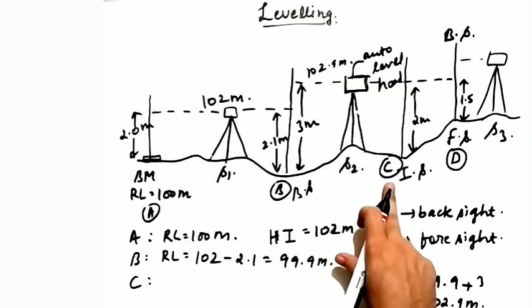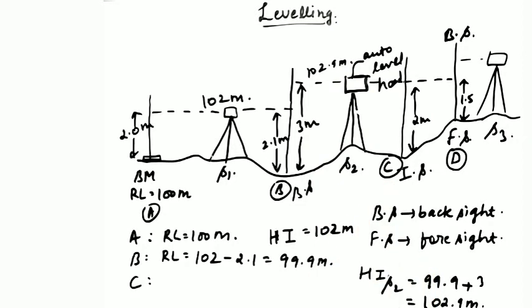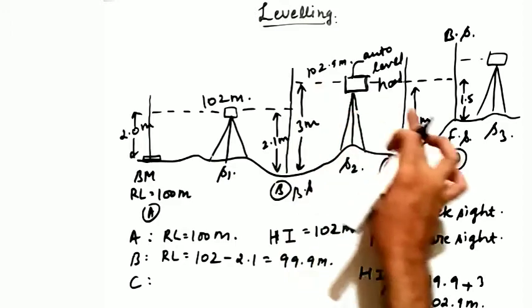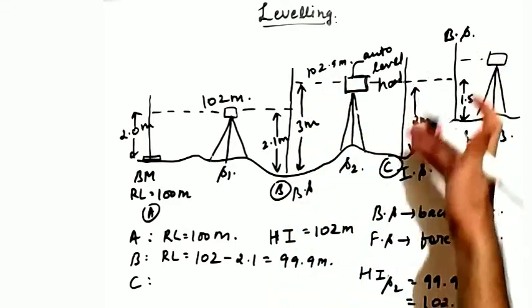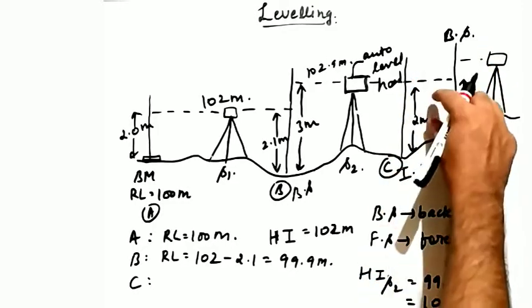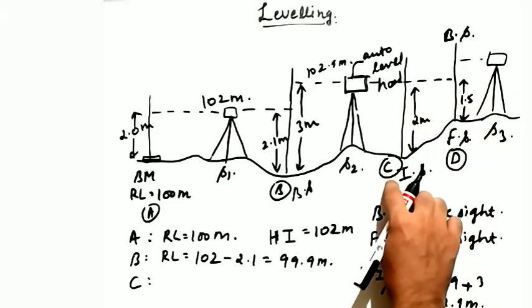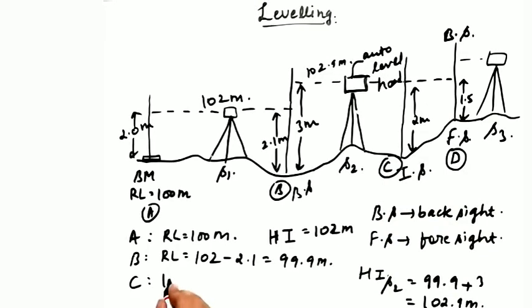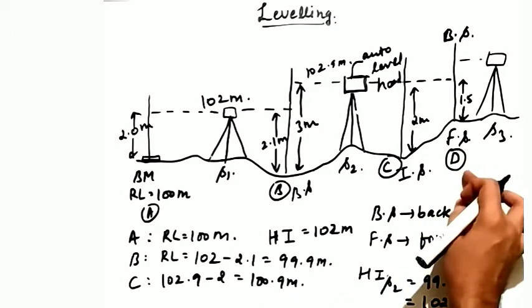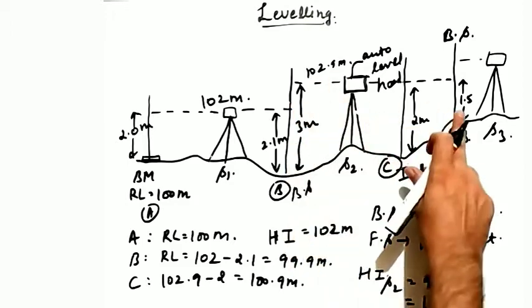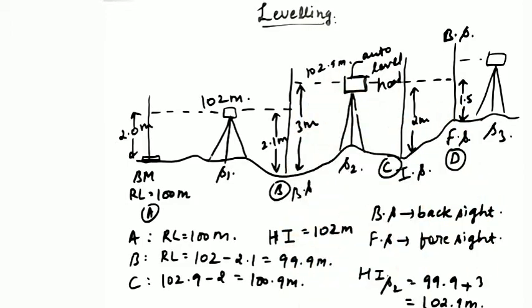Now you will have to obtain the RL of point C. How will you obtain the RL of point C? By subtracting 2 from 102.9. This height from datum is 102.9. You will have to subtract this 2 to get the RL of C. So RL of C will be 102.9 minus 2, so it will be 100.9 meters. Similarly, you can obtain the height of this point D by subtracting 1.5 from 102.9. So you will obtain the height of this point.